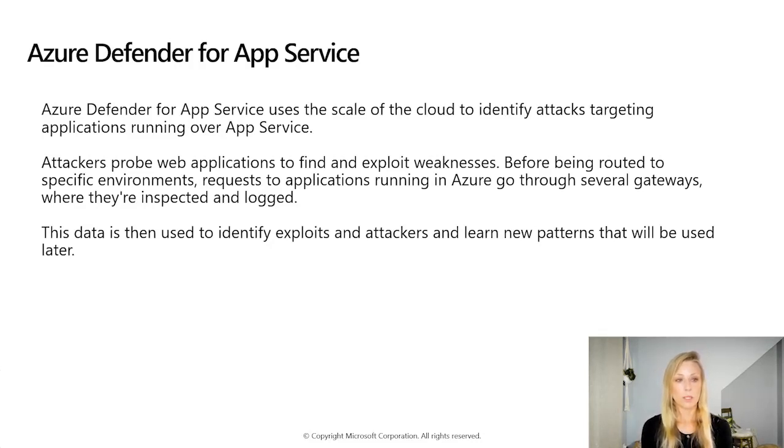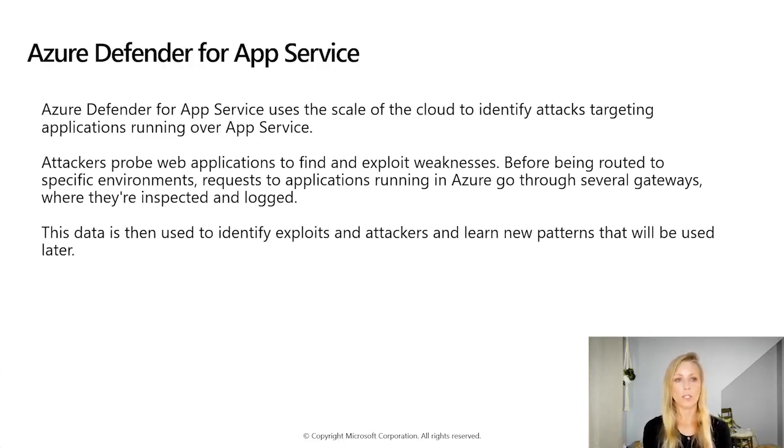What's really cool is how we use the scale of the cloud to identify attacks targeting applications specifically running over app services. Attackers are probing web apps to find and exploit weaknesses. Before being routed to specific environments, requests to these applications running in Azure go through several gateways. Then we can inspect and log them and use this data to identify exploits and attackers and learn new patterns that will be used later.